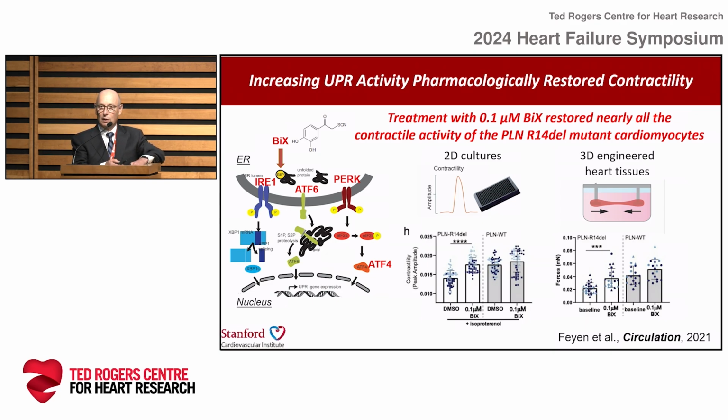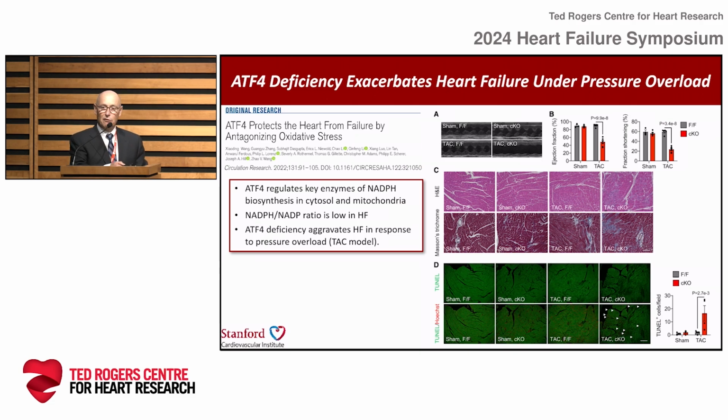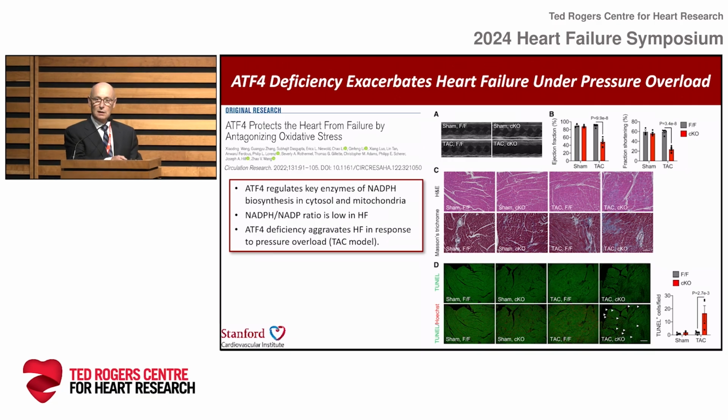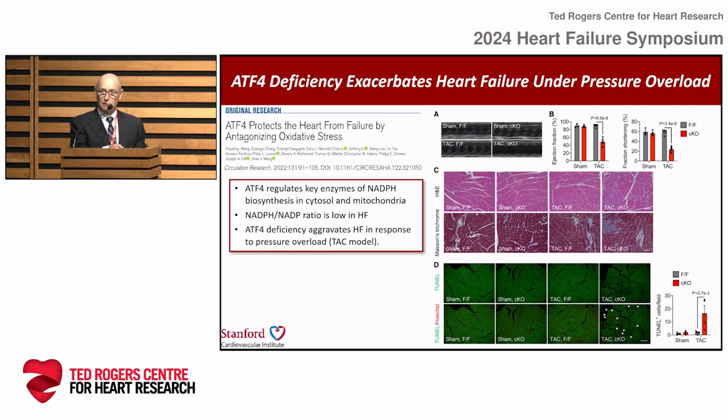And so from that, we think that we're onto something here, that if we could pharmacologically target this pathway, this would be a mechanism-specific therapy for phospholamban disease when they carry this R14 deletion. So what we've learned from this is that ER stress activates this PERK pathway, activates the transcription factor ATF4, and that upregulates the unfolded protein response. That's therapeutic. So the ATF4 itself is a really interesting transcription factor. It had been shown previously that ATF4 is beneficial in the context of pressure overload heart failure in animals.